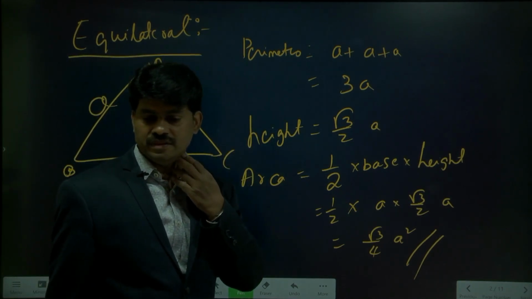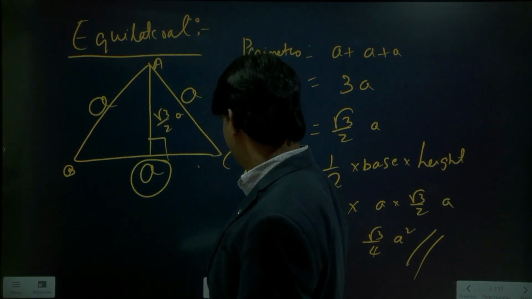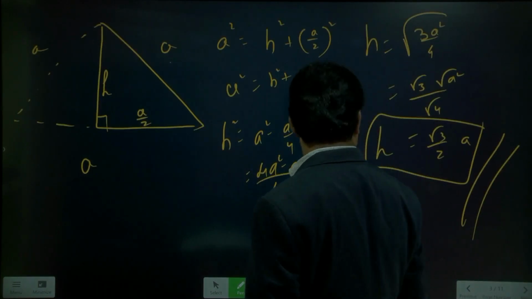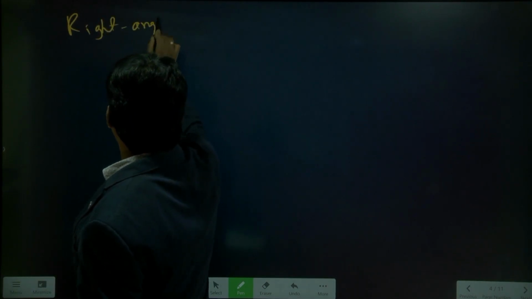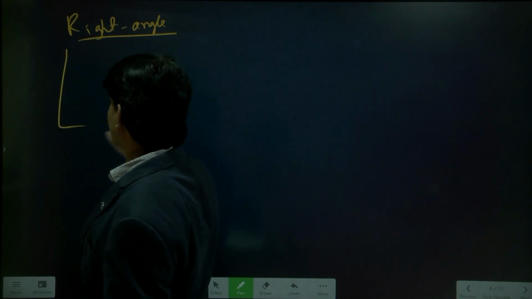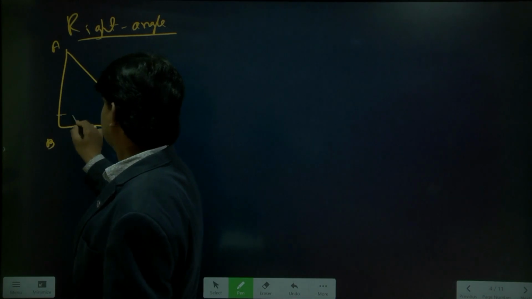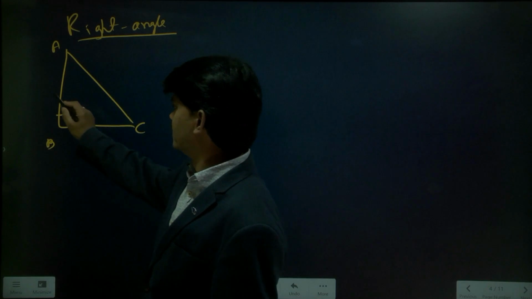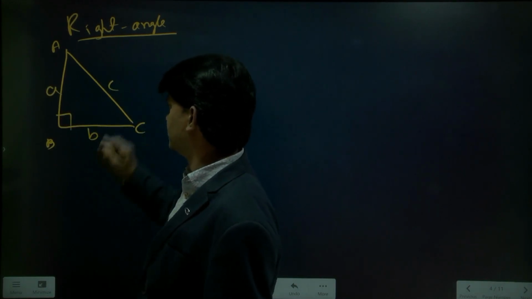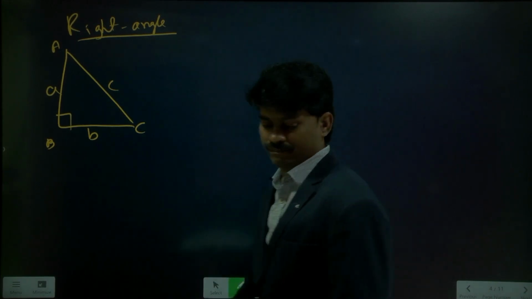Next we will go for the right angle triangle: perimeter, height and area or hypotenuse. Some particular triangles we will do in this section. So a right angle triangle, in the sense it will be like this. One angle should be 90 degrees, and these all are different sides. I will take A, B, C. No side is equal here. All are different sides.